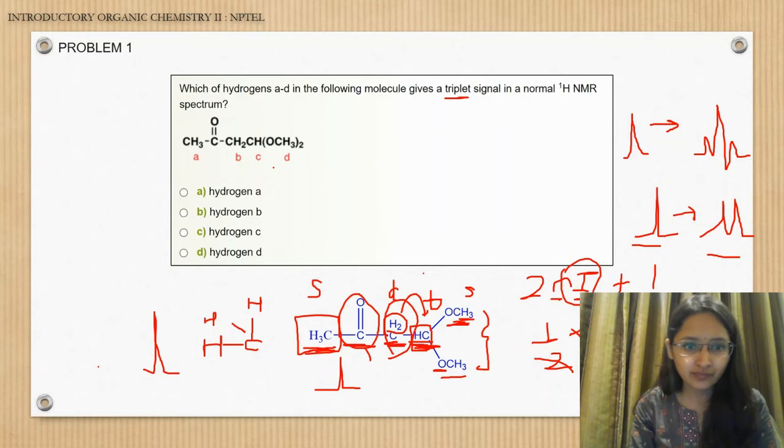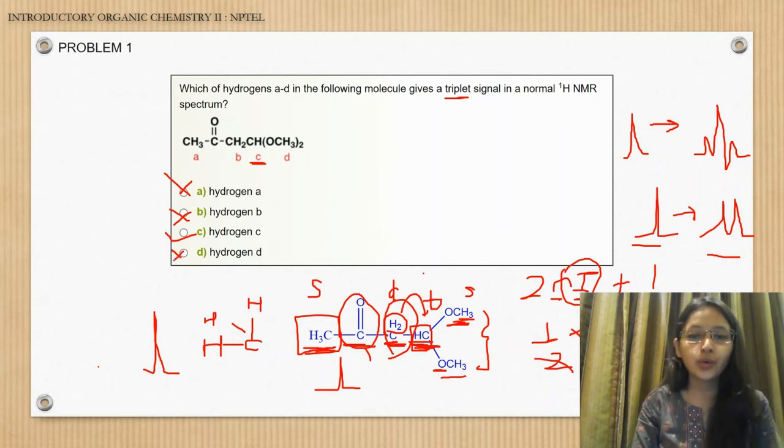CH2 proton, ma'am, I think so. C proton, right? Hydrogen C is going to give you a triplet. Is it clear, right? Yes, ma'am. Yeah, you got the right answer. So hydrogen A, B, and D are not going to give you a triplet because they show a singlet and doublet in the 1H NMR.